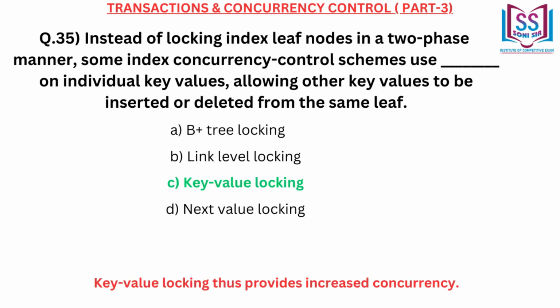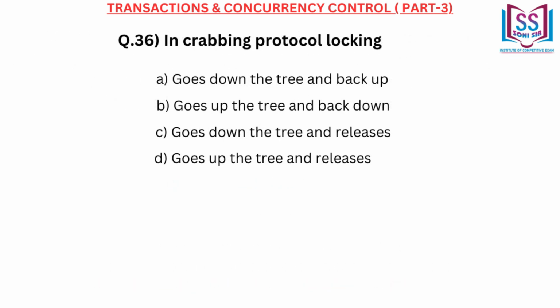Key value locking thus provides increased concurrency in crabbing protocol locking. A. Goes down the tree and back up. B. Goes up the tree and back down. C. Goes down the tree and releases. D. Goes up the tree and releases. Correct answer A. Goes down the tree and back up. It moves in a crab-like manner.